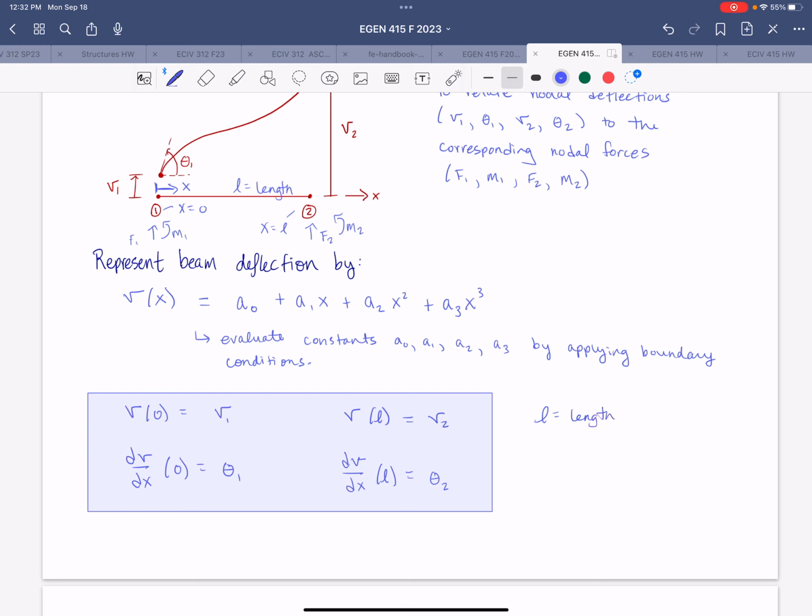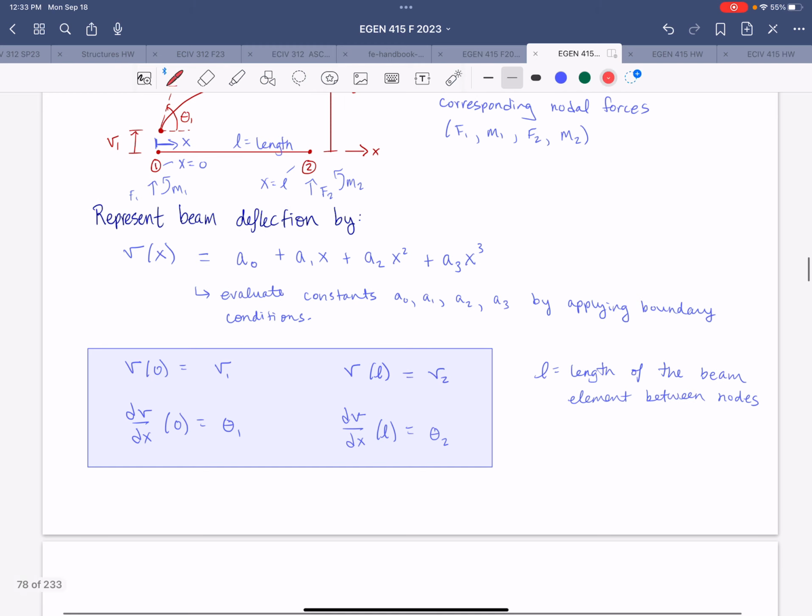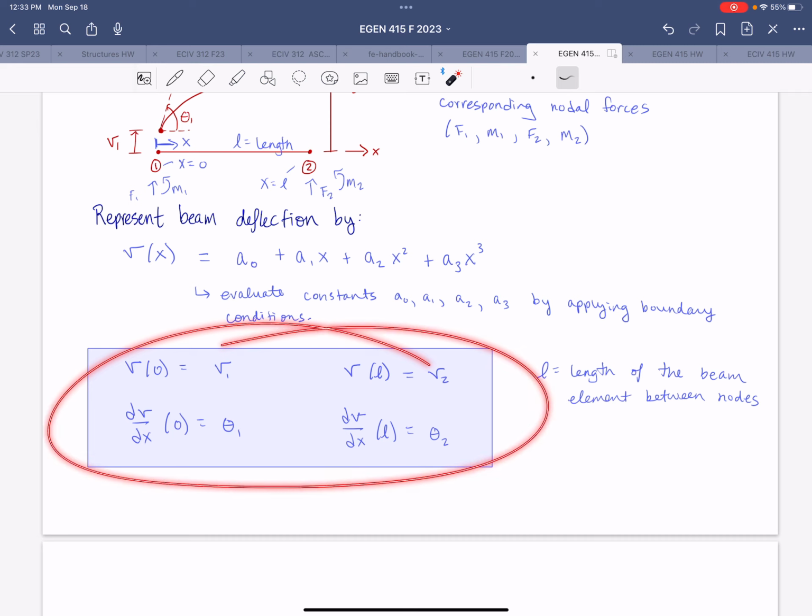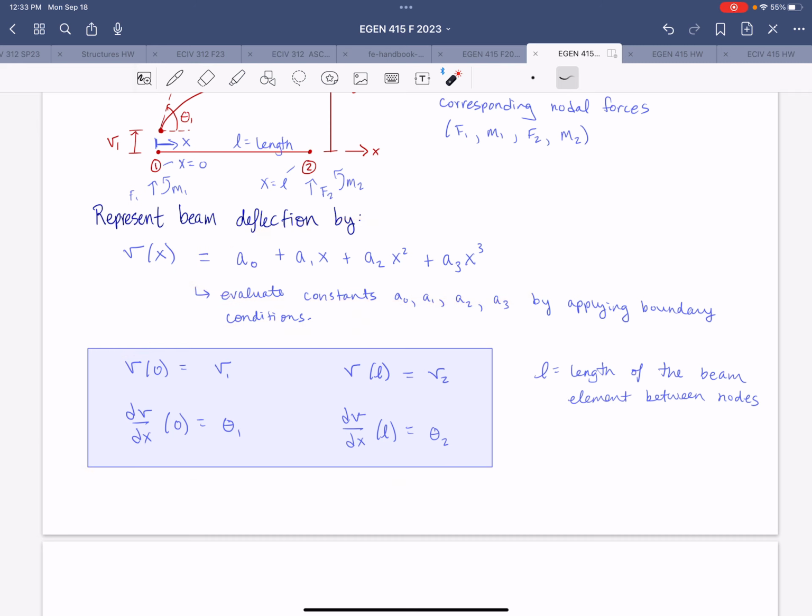And I already defined L above, but just to be clear, it's the length of the beam element between nodes. Sometimes we would represent a whole beam with multiple elements. So in that case, L would not be the length of the beam, it would just be the length of the element that you're considering. So here, of course, we have 4 equations to obtain 4 constants.